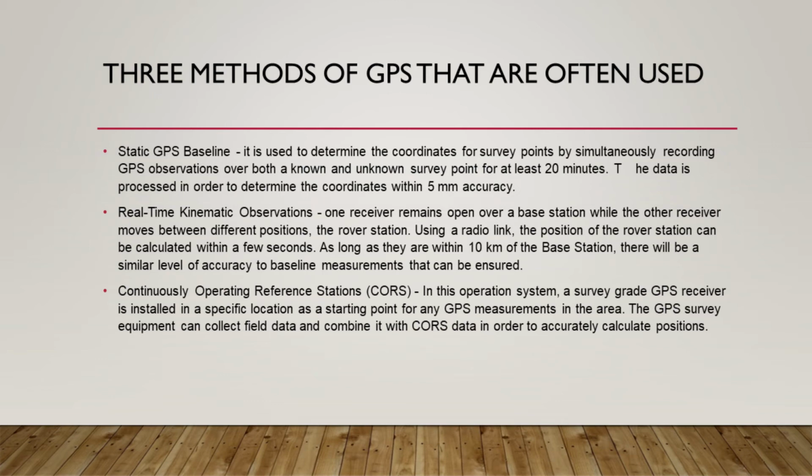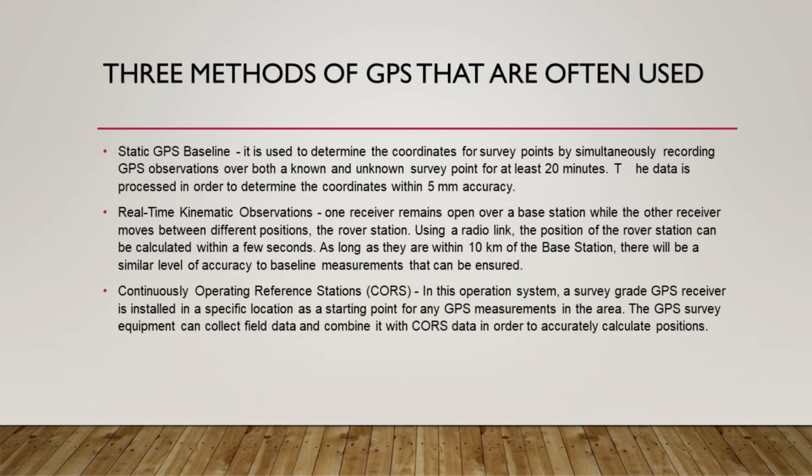The second one is real-time kinematic observations. One receiver remains open over a base station while the other receiver moves between different positions, the rover station. Using a radio link, the position of the rover station can be calculated within a few seconds. As long as they are within 10 km of the base station, a similar level of accuracy to baseline measurements can be ensured.